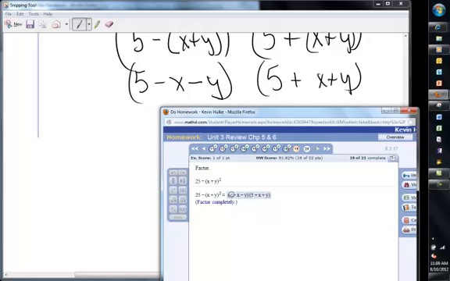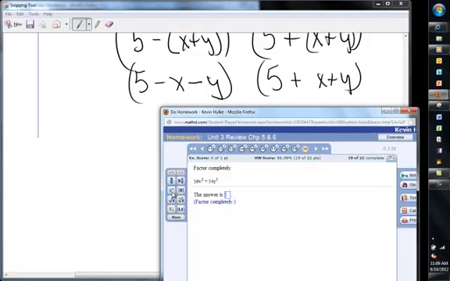Number 19. Factor completely. The cube root of 8 is 2, minus the cube root of n cubed is n. Now we square the 2, and we get 4. We take the 2 times the n, and we get 2n. And we square the n, and we get n squared.